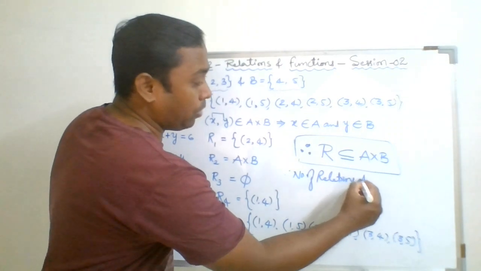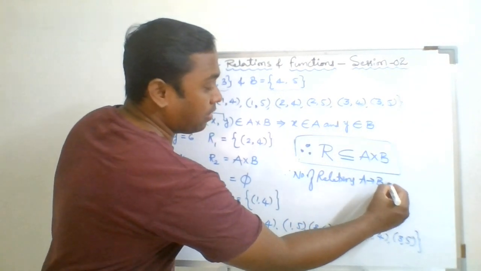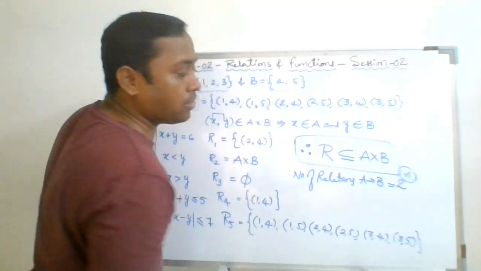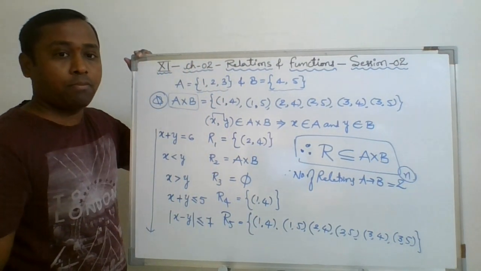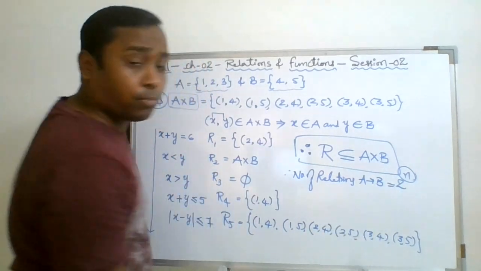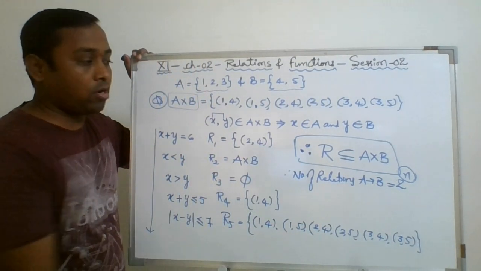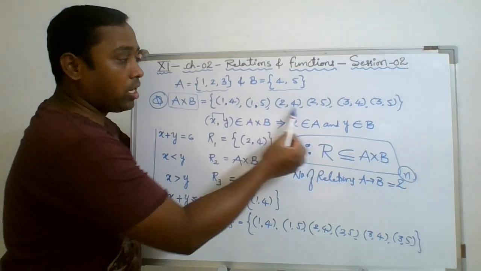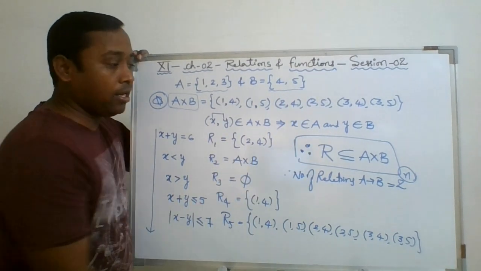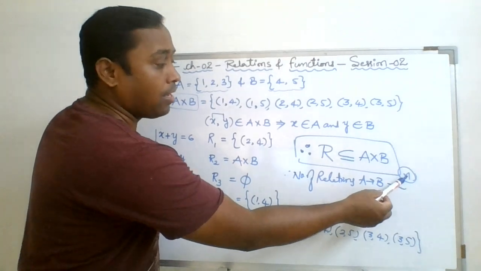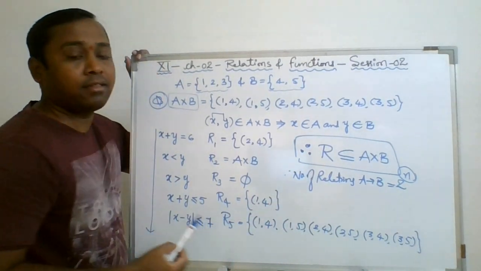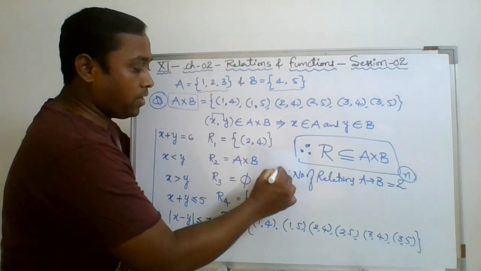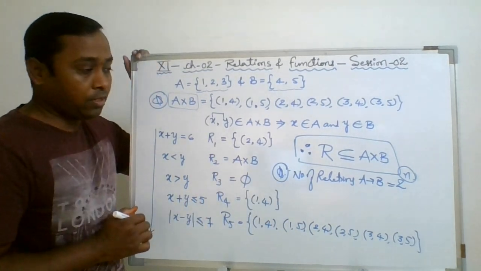the number of relations from A to B is simply 2 to the power of n, with n representing the number of ordered pairs in the Cartesian product. Each ordered pair is an element, so you may also treat it as n elements in the Cartesian product. This is the fundamental thing you need to remember.